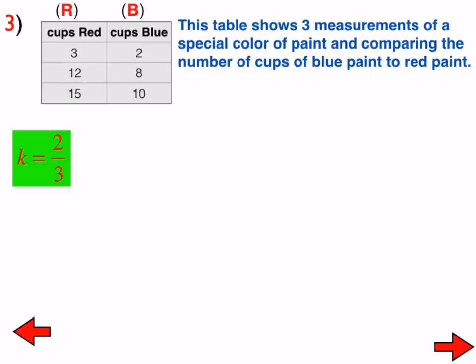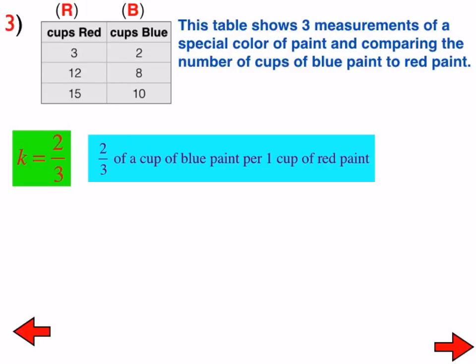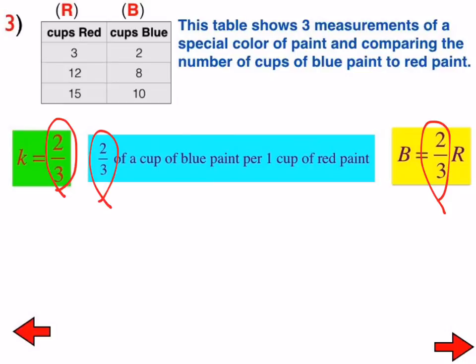All right, so going one direction, where maybe we're thinking that the output would be blue and the input would be red, you would end up with a constant of proportionality of 2/3. The unit rate going that direction would be 2/3 of a cup of blue paint per 1 cup of red paint. And the equation would be, using the variables that I use, B equals 2/3 R. Once again, notice that it's 2/3, 2/3, 2/3, all the same.